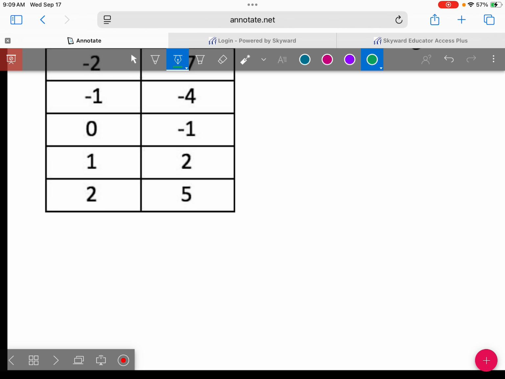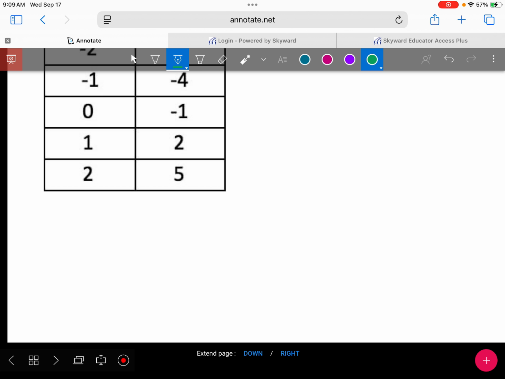Or they just put the stuff in wrong. But then it's a malfunction. That machine is not functioning correctly. So this one is each x is going to only one y. This is a function.